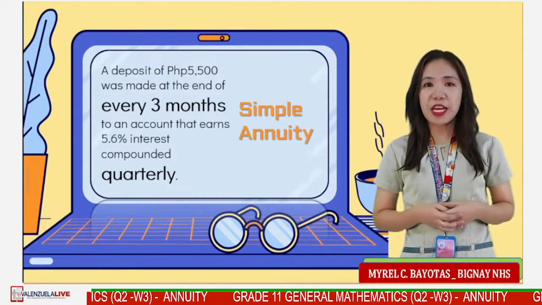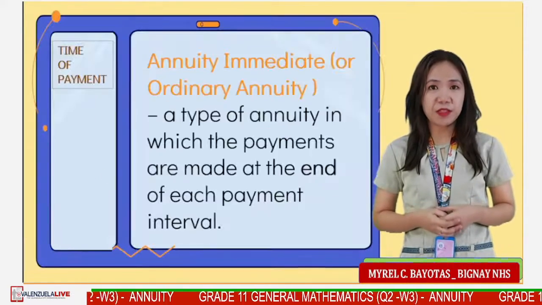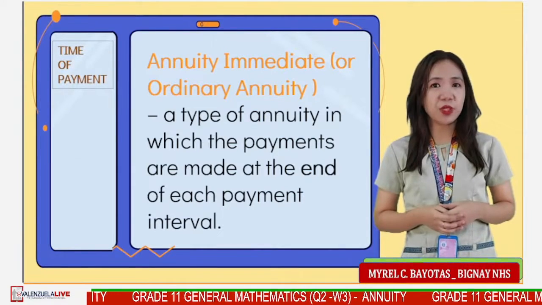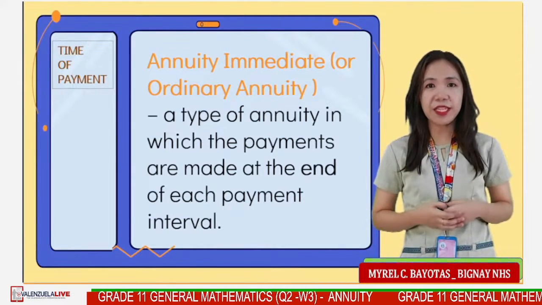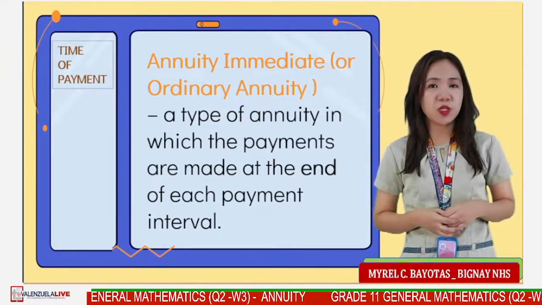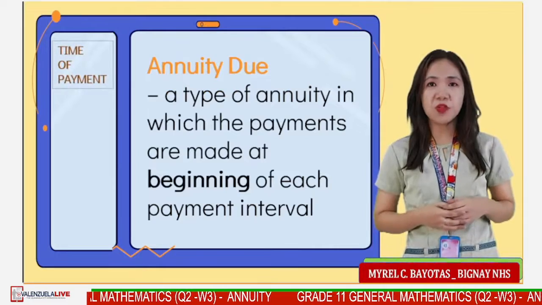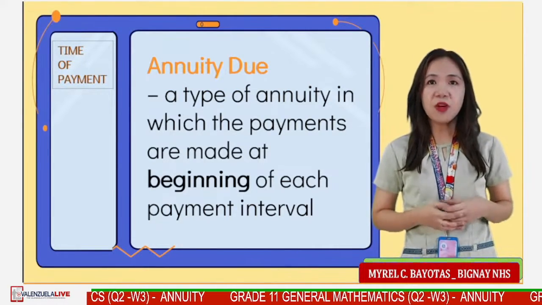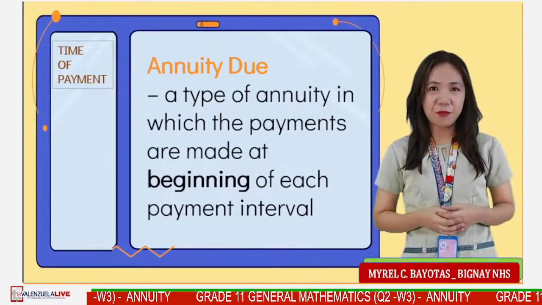The next two are classified according to time of payment. Annuity immediate or ordinary annuity is a type of annuity in which the payments are made at the end of each payment interval. Annuity due is a type of annuity in which the payments are made at the beginning of each payment interval. Now, let's try another set of examples.